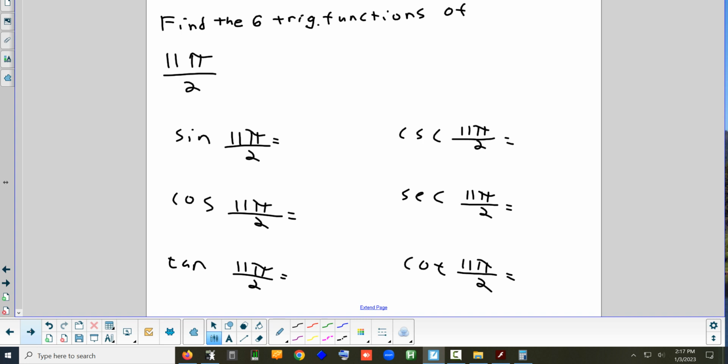This time they want all 6. Find the 6 trig functions. But what are we missing to be able to do all 6? We're missing the coordinate. So you need to figure that out. What might we want to do with 11 pi over 2 as a first step? Convert it. Convert it to what? Radians. It already is radians. Not that. Get it to the angle. It already is an angle. Degrees. We want to change the units we're using. Okay, we want to change it to degrees.